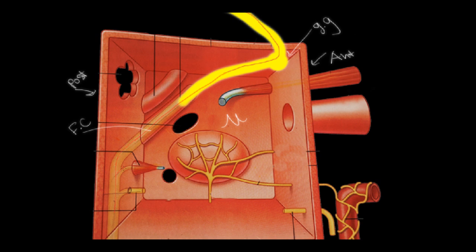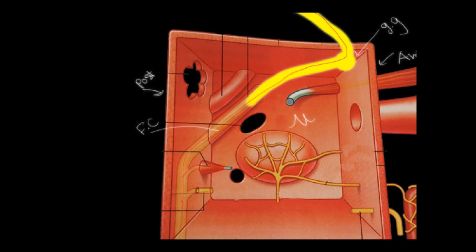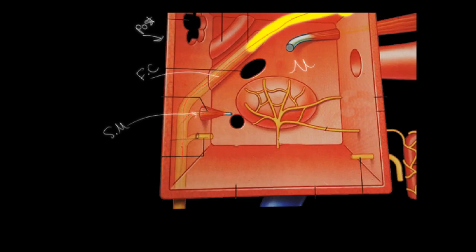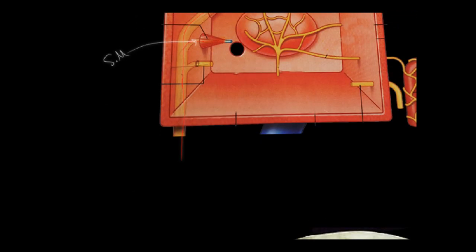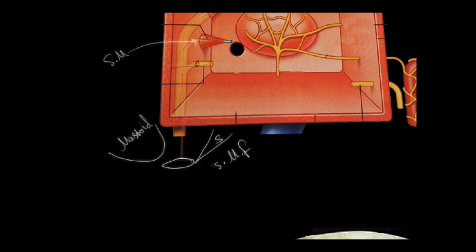It continues its course to innervate the stapedius muscle. This is the stapedius muscle right there. Now we continue its course down until it reaches a foramen. Here is the mastoid, and here is the styloid. This is called the stylomastoid foramen. Okay, entering this.